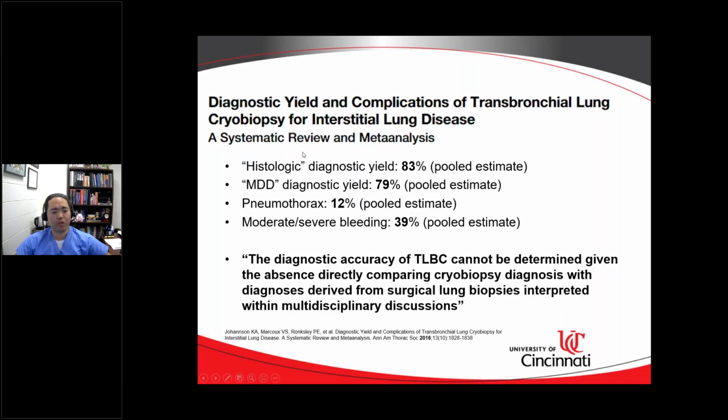But because it was a systematic review and meta-analysis of mostly retrospective case series, on a single institution or multi-institutional, the authors concluded that the diagnostic accuracy of cryobiopsy cannot be determined given the absence of direct comparison of the diagnosis of cryobiopsy with the diagnosis derived from surgical lung biopsy within multidisciplinary discussion. That was 2016, right? So 2009 you have the first publication, 2012 is when a lot of institutional retrospective series begin to be published, and 4 years afterwards we're questioning whether, yes, it looks good and reasonable, but we cannot say anything about accuracy because there's no direct comparison with the gold standard, which still is surgical lung biopsy.